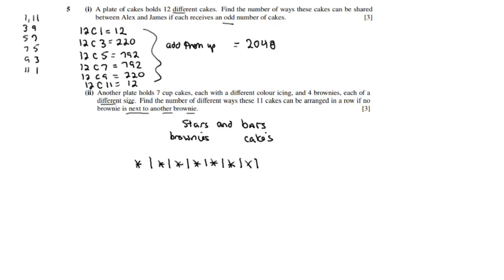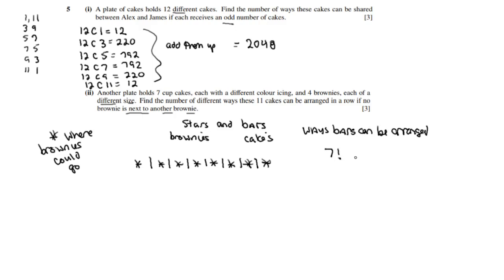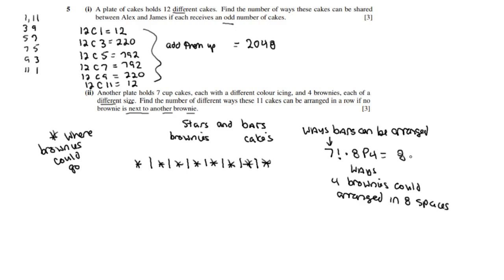Now the thing is, I've got more spots for brownies than I actually have brownies, but I still can figure this out pretty easily. All I've got to do now is figure out the ways that the bars can be arranged. There's 7 of them, so that's 7 factorial. And then I've got to figure out the ways I can put brownies into the 8 spots. Well, there's only 4 brownies, so that's 8 permutation 4. And when I multiply those together, that's going to give me the total number of ways that these can be arranged without having brownies next to each other.